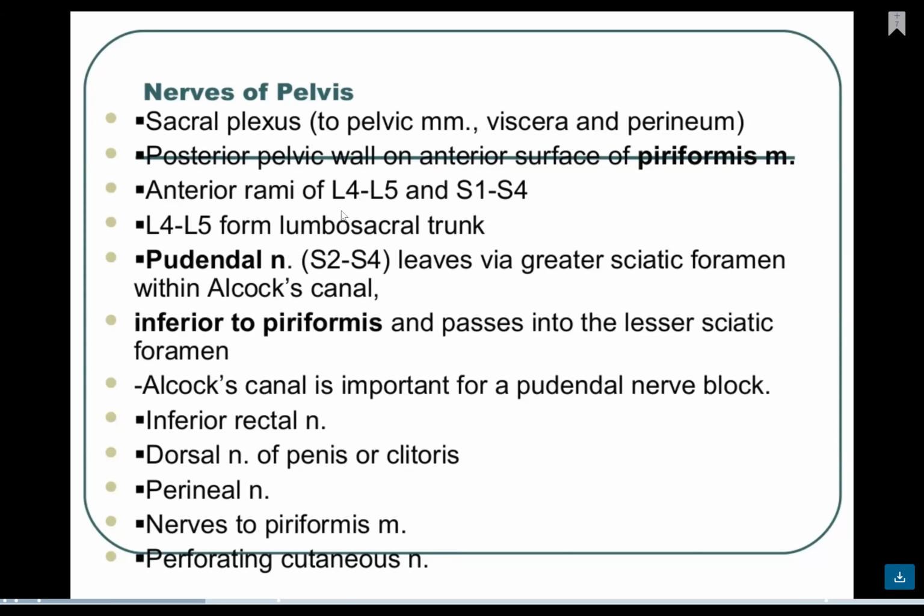But how is this formed? We have the anterior rami of L4 and L5, then S1 to S4. They will form the lumbosacral plexus. The L4 and L5 will form the lumbosacral trunk. And then the pudendal nerve, which comes from S2 to S4, will leave via the greater sciatic foramen within the Alcock's canal. You will see those things very soon.